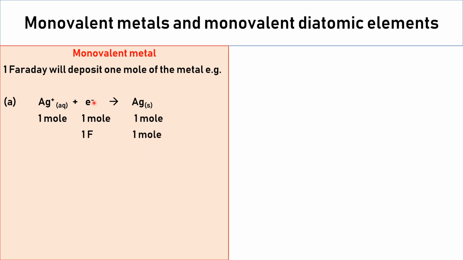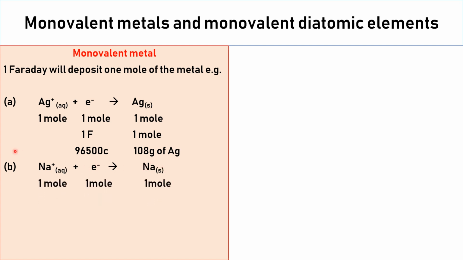So the number of moles of electron is equal to the number of Faraday, which I told you. So 1 mole of electron is equal to 1 Faraday, and that is equal to 1 mole of the silver. So 1 Faraday is equal to 96,500 coulombs, and 1 mole of silver is equal to 108 gram. That is the mass. Another example is sodium ion. Sodium ion gains 1 electron to form a neutral sodium. So we have 1 mole of sodium ion producing 1 mole of metallic sodium.